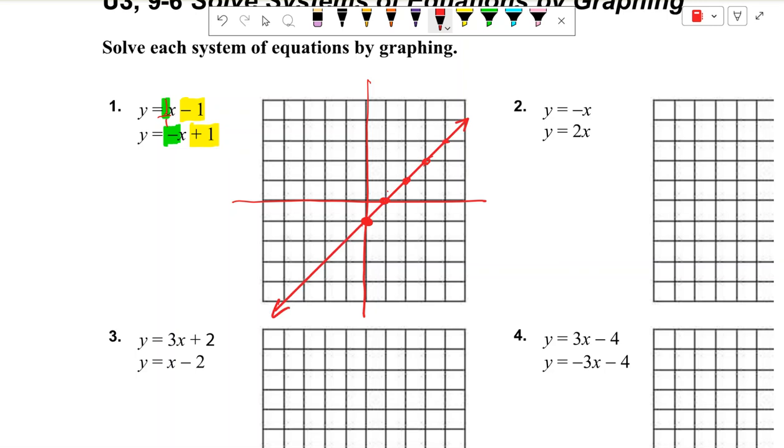Put your arrows. Graph the second one. We're crossing at 1, and our slope is -1/1. So that's down 1 to the right 1. Trying to get my line to cooperate with me, and it didn't quite do it. The answer is right here. And so the answer is 1, 0.